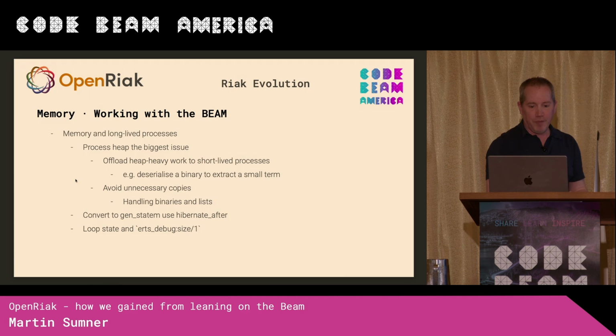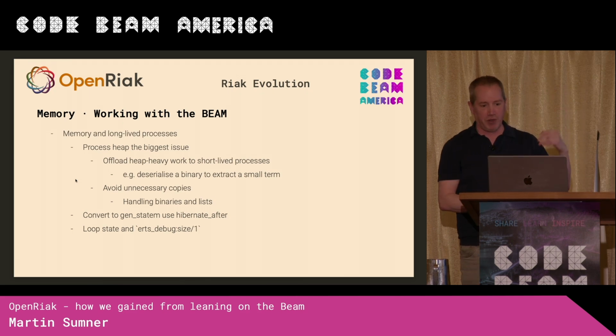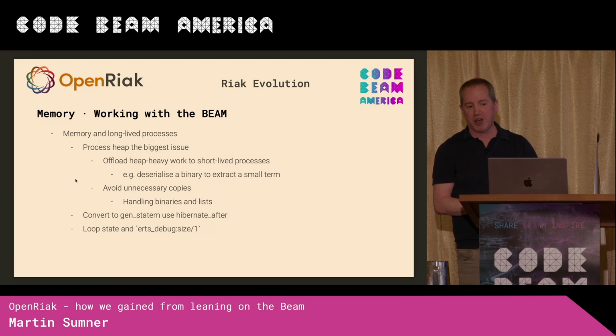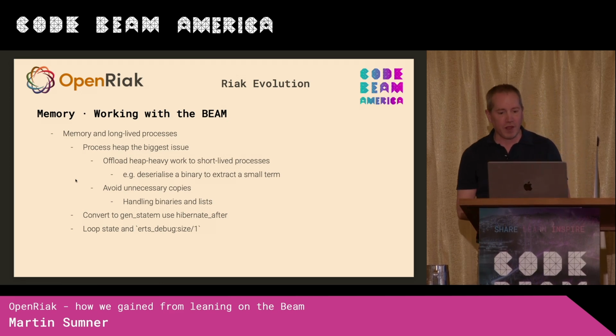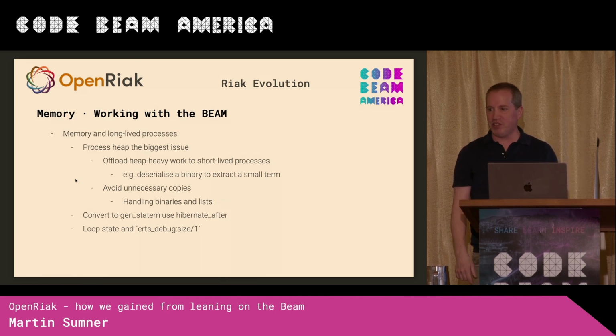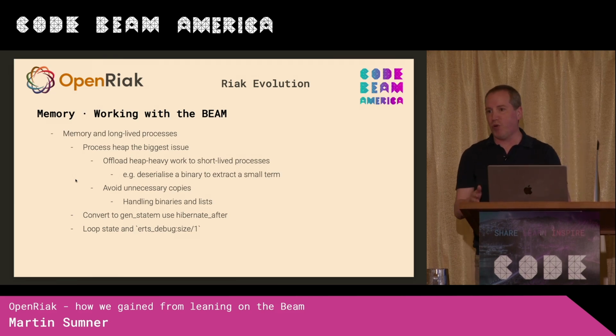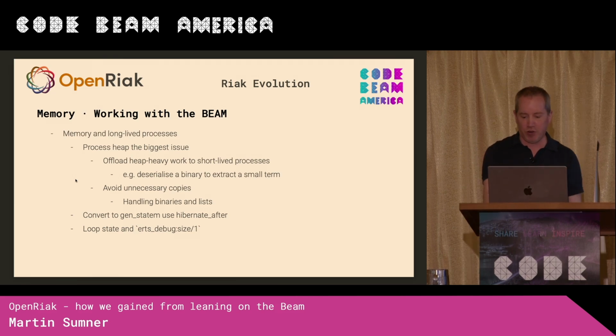Yeah? And we also did various stuff to try and avoid unnecessary copies. So we looked through our binary management code, our list management code, and looked at where we were doing things inefficiently. We converted GenFMs to GenStatums so we could use Hibernate after, and we used Hibernate a lot more within our processes. And we also looked at every loop state that we had in our long-lived processes and actually thought very carefully about what types we were using to store what information and how we could do that more efficiently.